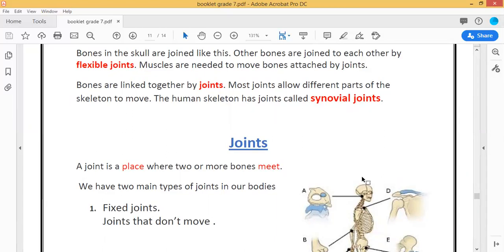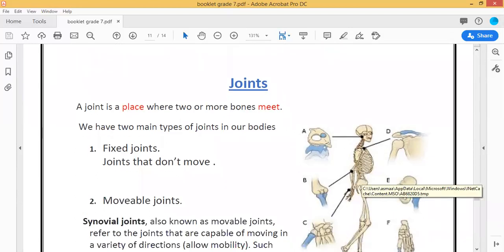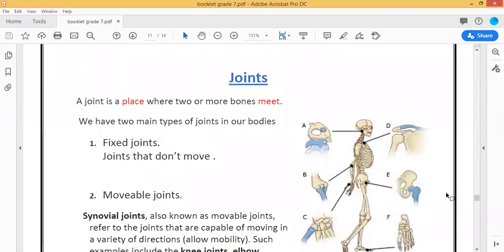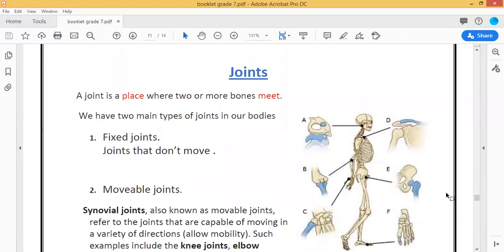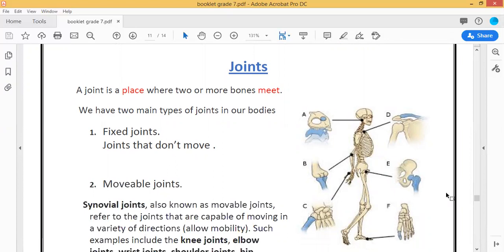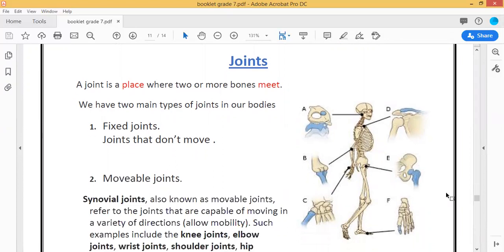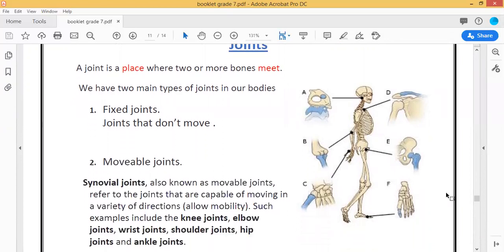The types of joints. Here we have types of joints. Why? Because we have joints that can move and joints that can't move. The fixed joints are the joints that cannot move. The movable joints, or synovial joints, are the joints that can move. Here we have the shoulder, the knee, the ankle. All of these joints can move, yes. So we call them, as you can see here, synovial joints or movable joints.